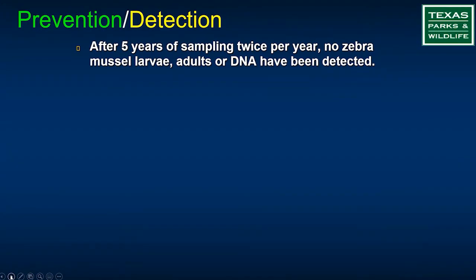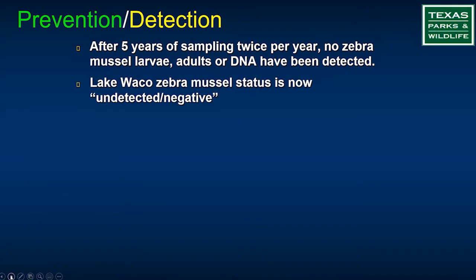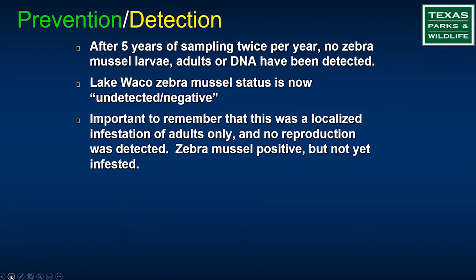So for the next 5 years, we sampled twice per year with the approaches that I previously identified. And we haven't found any larvae, adults, or DNA. So at this point, Lake Waco has been returned to undetected negative status, which is fantastic. It's the only reservoir in Texas that we were able to do that with. Very lucky that we were able to accomplish this.